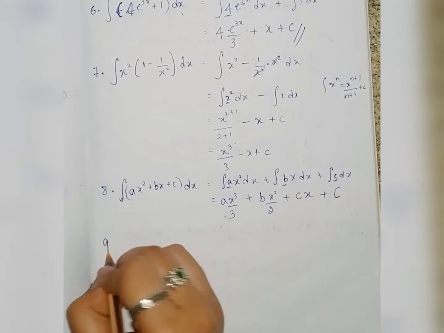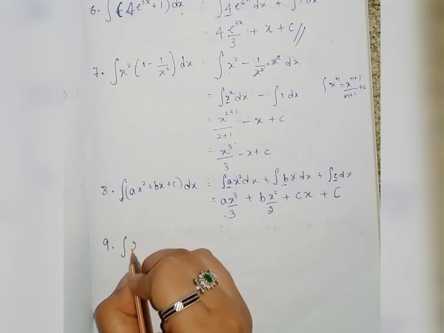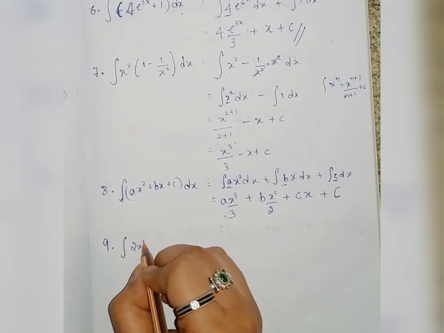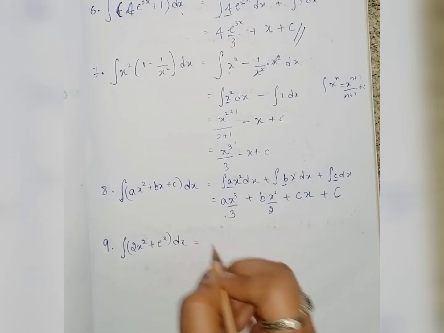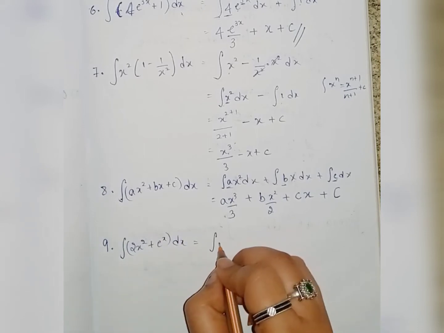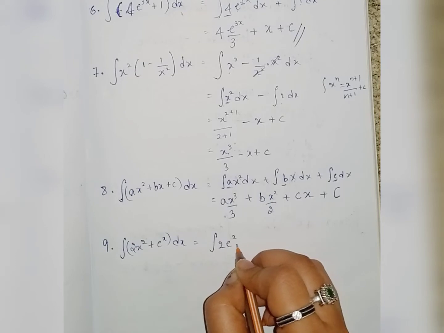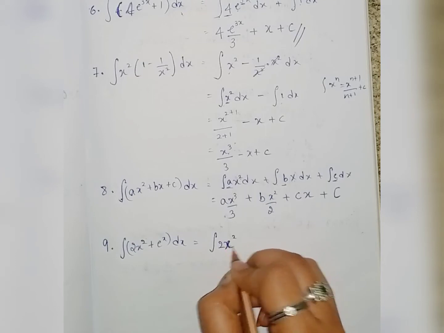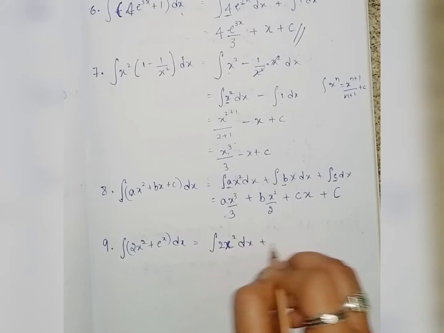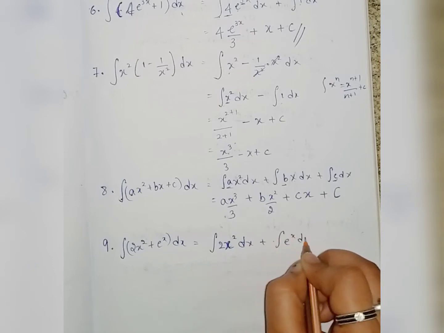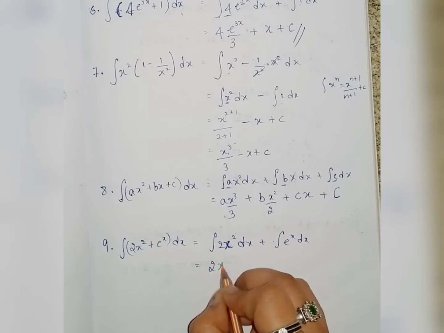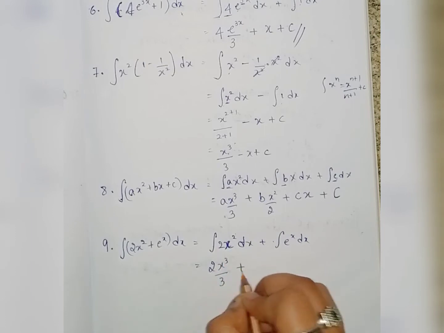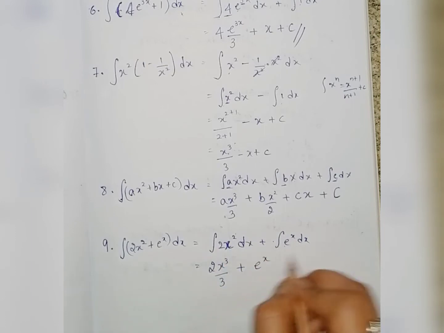Okay, and then the ninth problem, integration of 2x square plus e power x dx. Now integration of 2x square dx plus integration of e power x dx. 2 is a constant. Integration of x square is x cube by 3, plus integration of e power x.